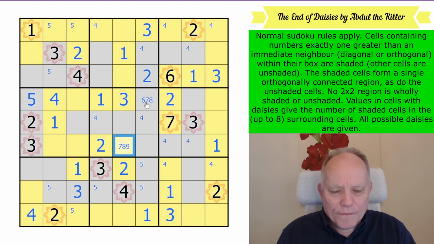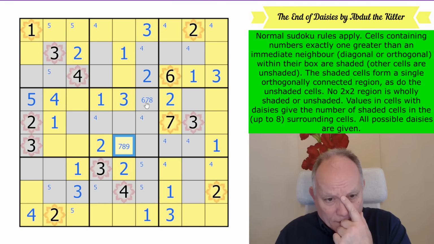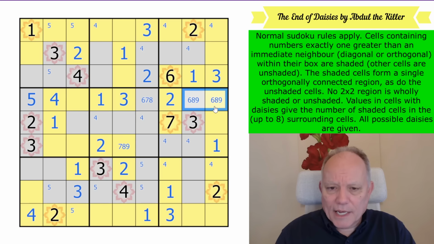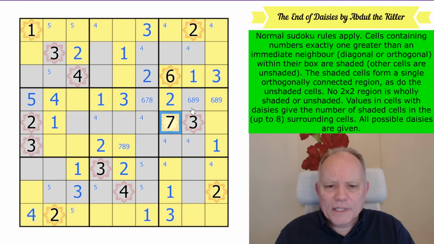Okay. These are from 6, 8, and 9. Now, 7 is yellow, so that's not 6. This is 9 or 8, and the digit immediately below it's either 8 for that 7, or it's 9, in which case one of these is 8.